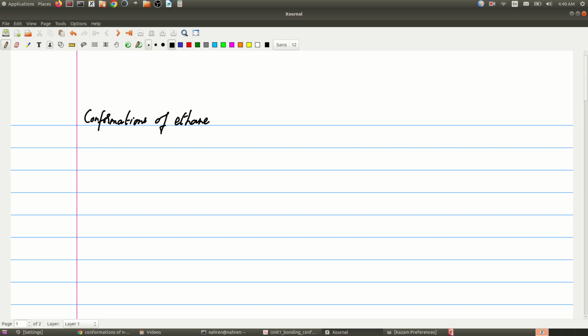Ethane, as you all know, has the general formula C2H6, and we will represent this as CH3 CH3. I will label the first carbon as C1 and the second carbon as C2, and the two carbons are connected by a carbon-carbon single bond.